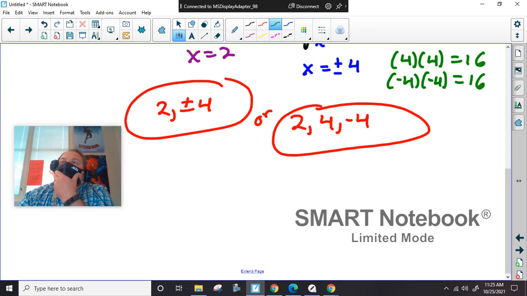What two numbers can you multiply by themselves and get positive 16? Well, positive 4 times positive 4 is 16, and negative 4 times negative 4 is also 16. So that's why you have to write the plus and minus.